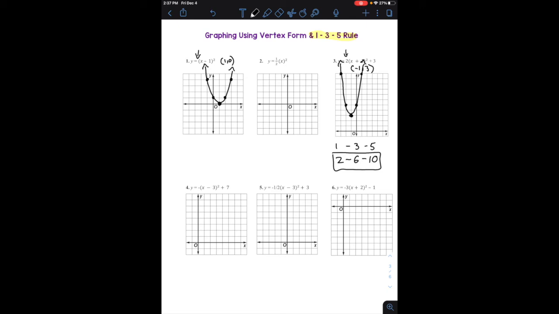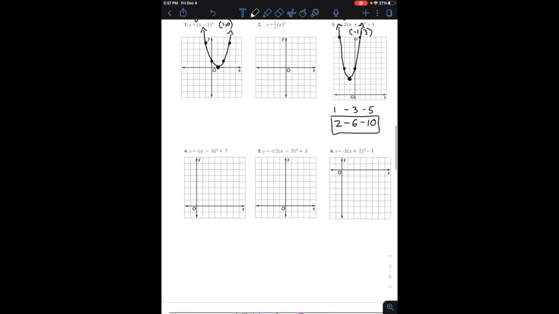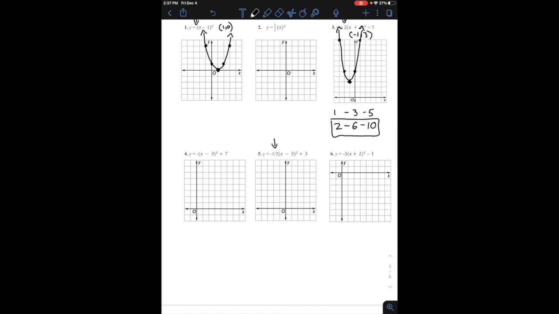Notice 1, 2, and 3 all have a positive a value, so all of those would be facing up. 4, 5, and 6 have negative a values, so once we plot our vertex, we're going to go over 1 unit and use the appropriate rule to go down, so our parabola is concave down. I'm going to jump to number 5 here, and as you can see, the a value is -1/2. Since it's negative, it's going to be a concave down parabola, and since it's 1/2, it's going to be wider or compressed across the coordinate plane compared to number 1.